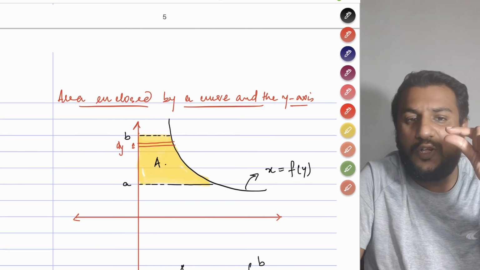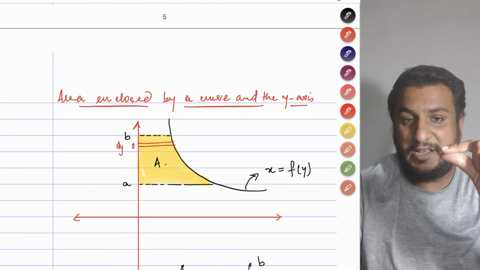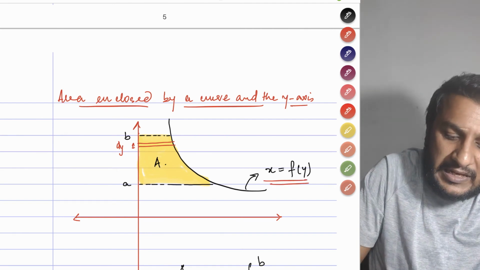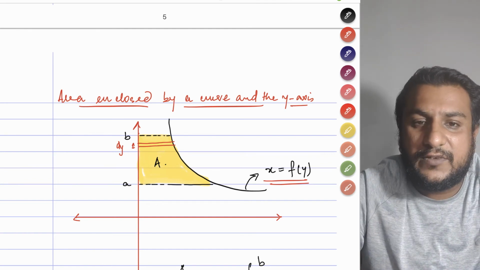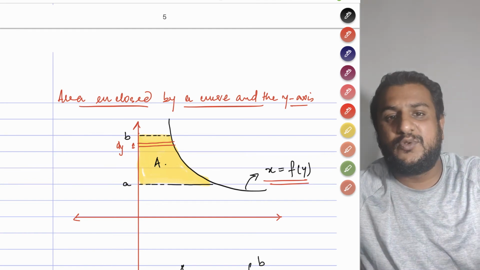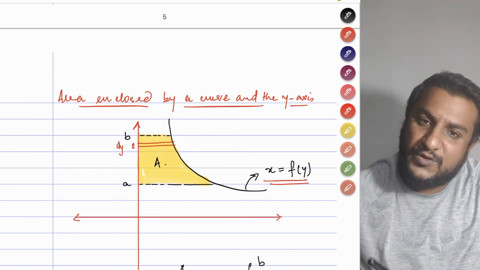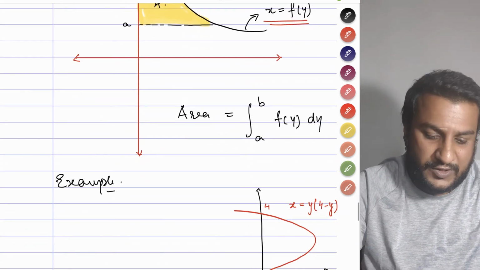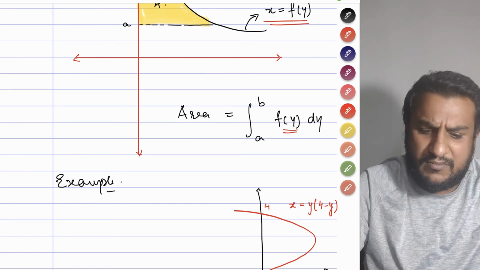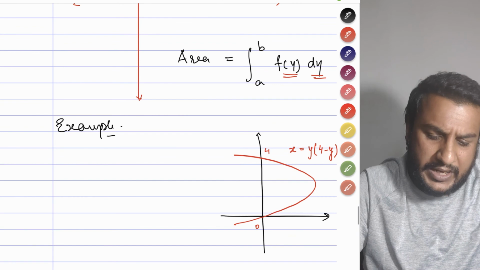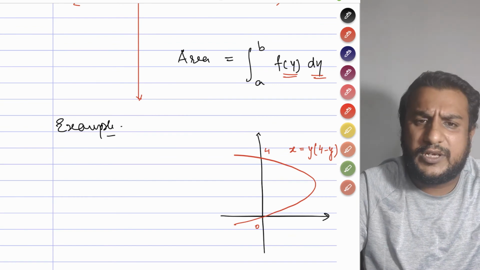If the width of your small rectangle is dy, then your function has to be in y. So now the orientation of the function would change. In the previous question, y was your subject and the function was in terms of x. Now x would be your subject and the function would be in terms of y. Same idea, function in terms of y and dy. Okay, so let's quickly do a question on this.